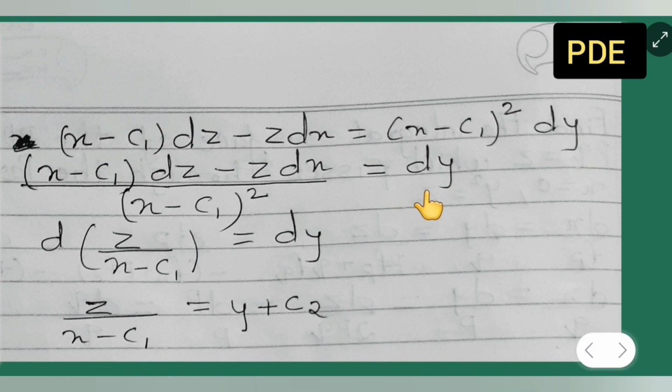Okay, now this is nothing but what? What is the derivative of this? Z upon x minus c1. You will get this term only, okay? Now this is equal to dy. So now integrate this. On integrating this, integrate both the sides. So on integrating, what you all are going to get?